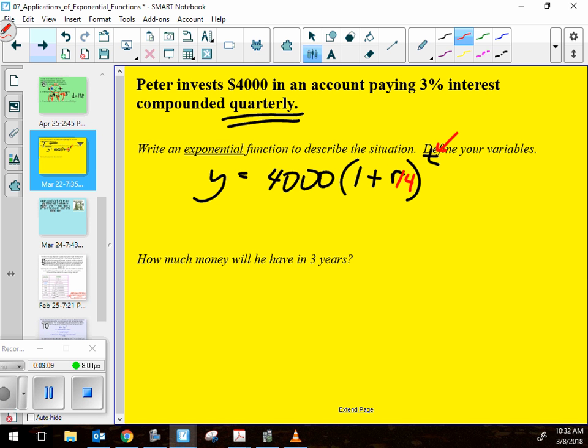Really close. Times it by 4. I want you to think about what that means. If I had 1 year, do you get that's 4 quarters? And so I want it to be time, 1 year times 4 would mean 4 quarters of growth.